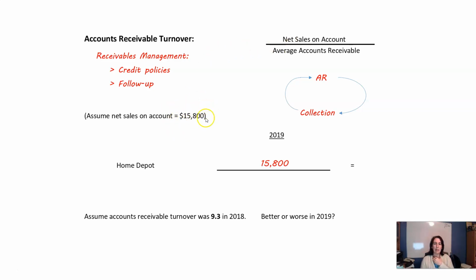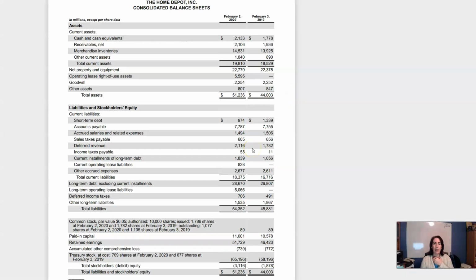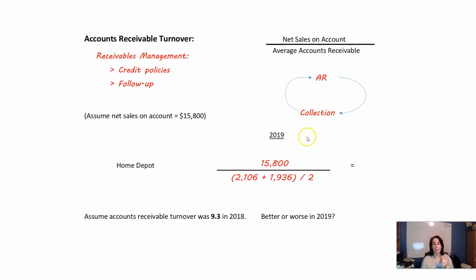So you've got 15,800 over average accounts receivable. Now that's a tricky thing. When you see the word average accounts receivable, what they mean is beginning of the year plus end of the year, divided by 2, the average. So we've got the end of this year plus the end of last year, because the end of last year is really the beginning of this year, right? So you're going to look at these two together, add them, and divide them by 2 to get the average number.